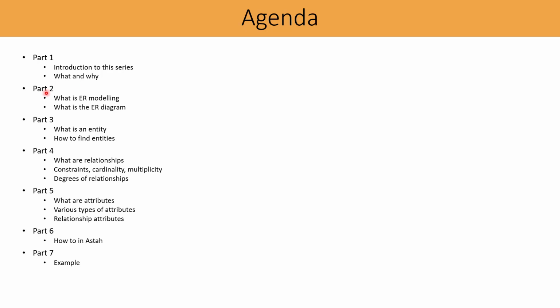Then we move on in part 2 to what entity relationship modeling is, what the diagram is that we are going to produce. In part 3 we are looking at the basic building blocks, what an entity is. Then we move on to relationships and then the attributes of the entities, and in part 6 we will take a look at how to do it in ASTA and a website called appsdiagrams.net, which is an alternative to ASTA. So I'm going to show you that as well.